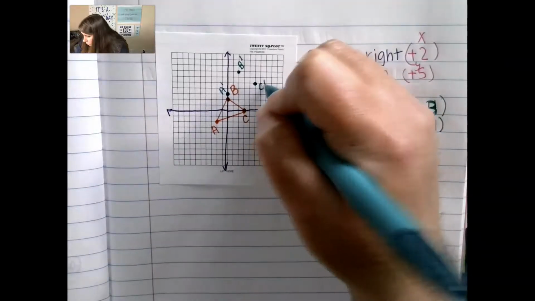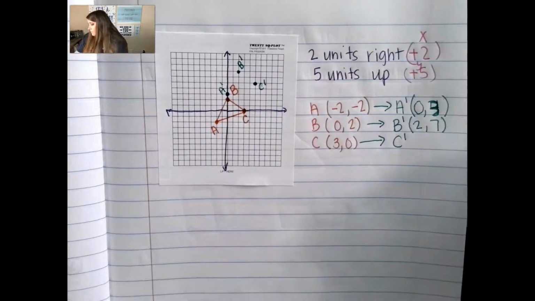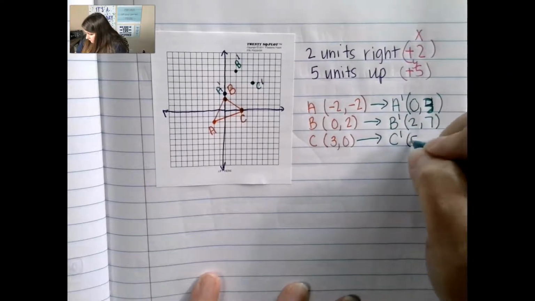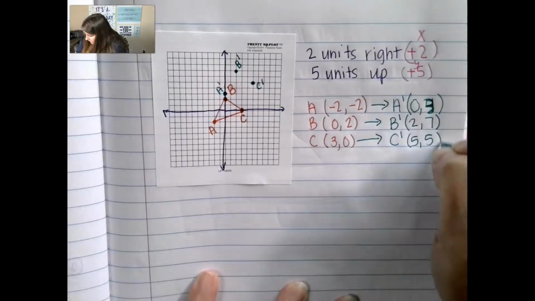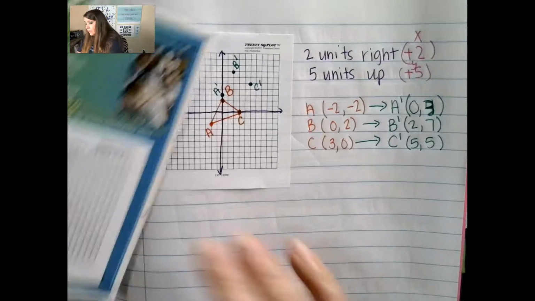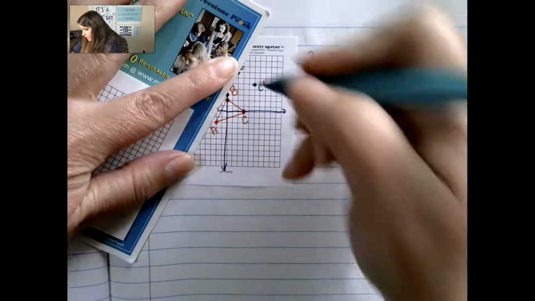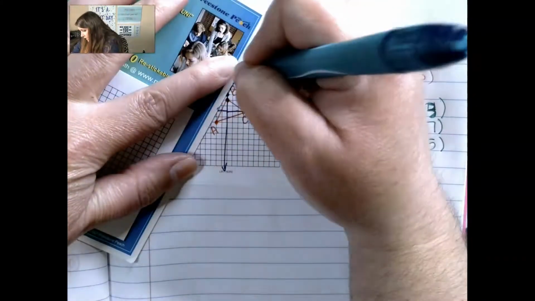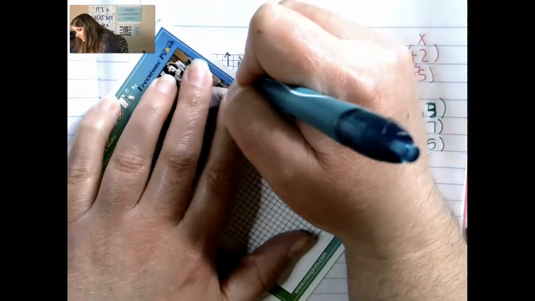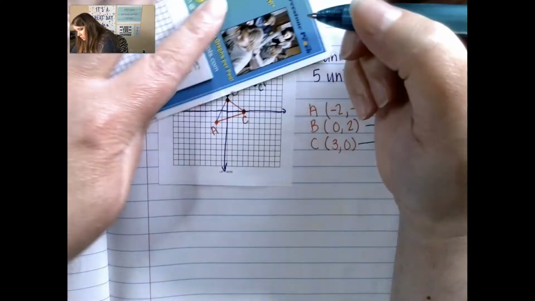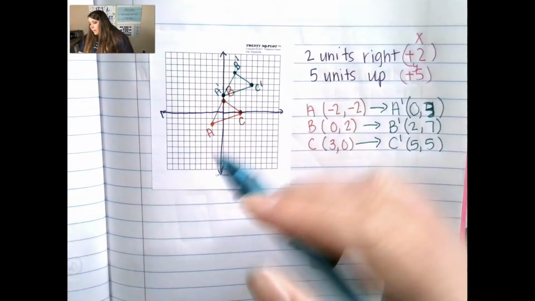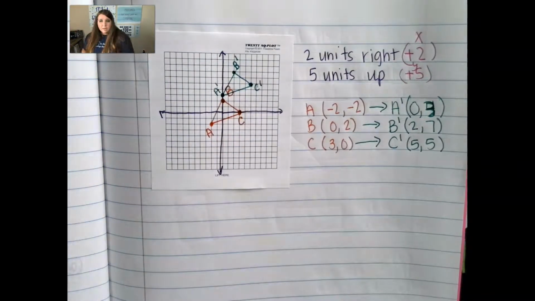Point C1. So C1 image is now at 5, 5. All right, and then we just connect our dots, just like we have been. Connect them in the order that you drew them and move the dots. It's a translation because it's the exact same image facing the same way, same height, same shape, same dimensions. It just happens to be moved to a different location.